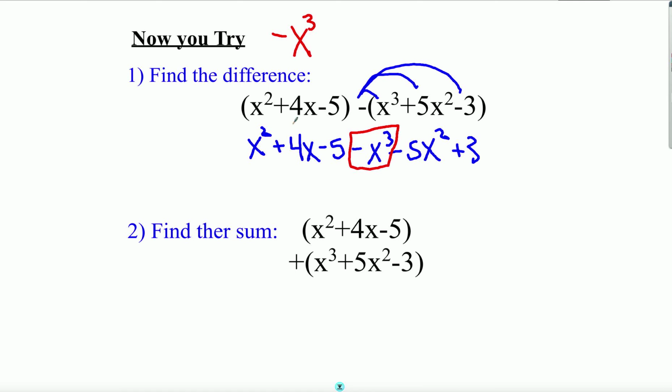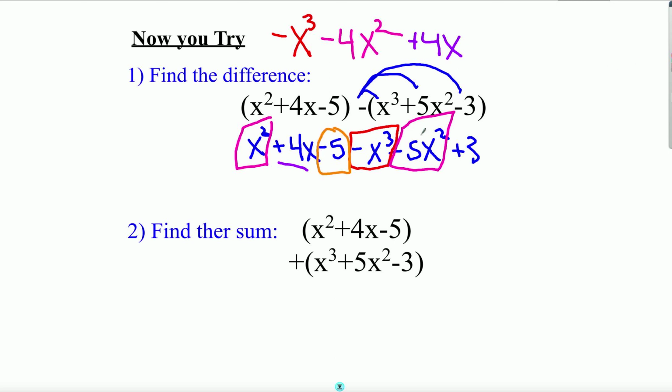When I look at the x squared terms, I have 1x squared minus 5x squared. So 1x squared minus 5x squared is negative 4x squared. Next I have positive 4x. There's no other x terms to combine with. And for the constants, I have negative 5 plus 3, which make negative 2. And that is my final answer.